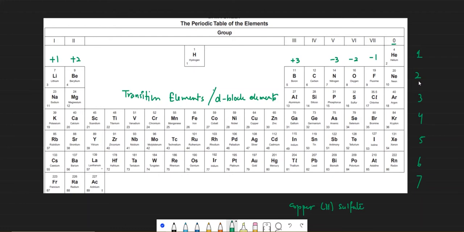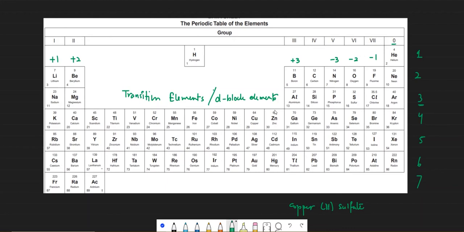Period 2 means that all the elements in period 2 will have 2 shells. All the elements in period 3 will have 3 shells. All the elements in period 4 will have 4 shells. And that's how it goes on. Okay? Yes, these are some things that you need to understand before we go on to discussing various groups and their properties.